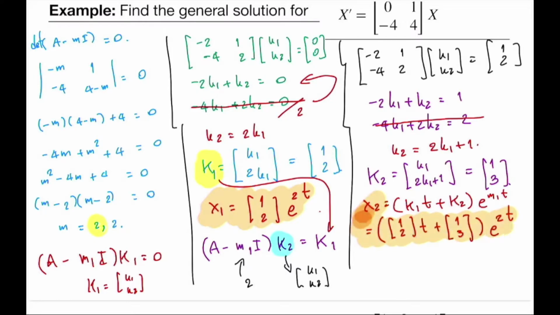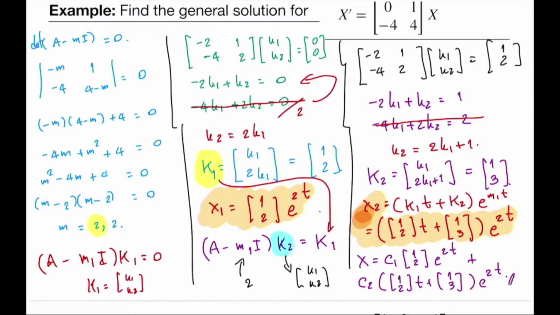So the general solution x would be c1 x1 plus c2 x2. Let me write it down here: plus c2, and then x2 would be (1, 2) t e to the 2t plus (1, 3) e to the 2t, and that's it.